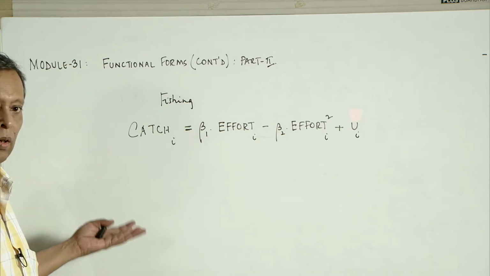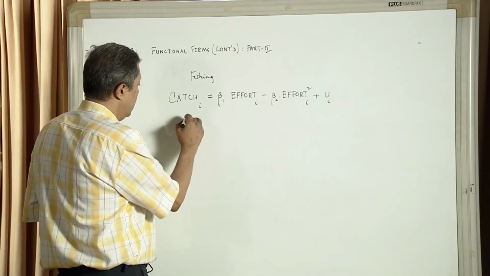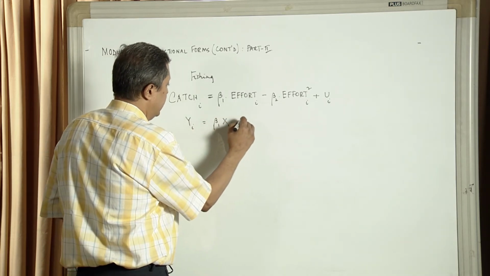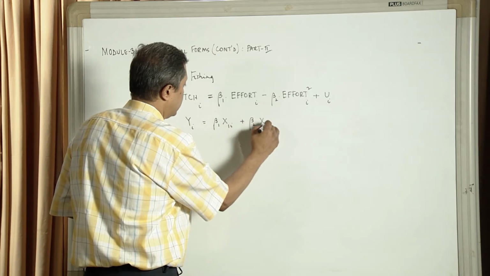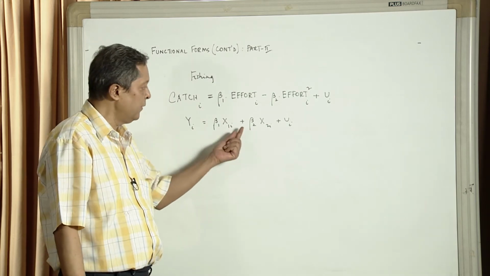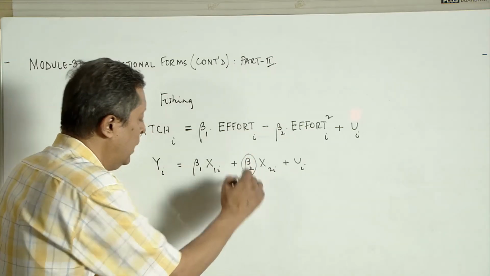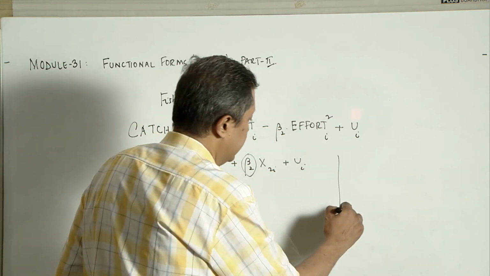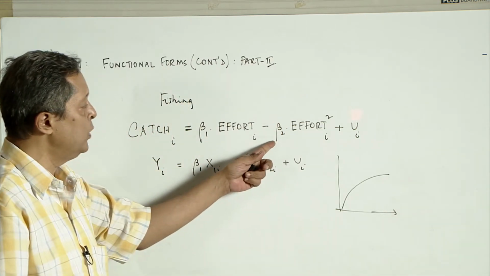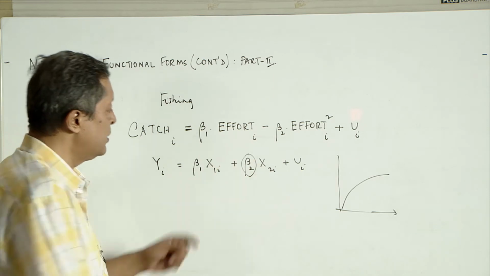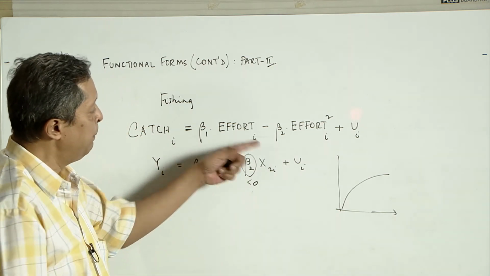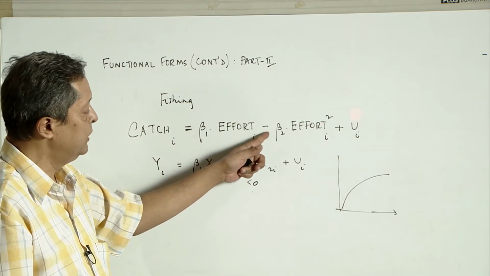Needless to say, by now all students will have understood that this is like saying yi is equal to beta 1 x1i plus beta 2 x2i plus ui. The only difference is that here we are writing in a general form plus beta 2, which means this beta 2 has to be negative in order to get the diminishing productivity picture. So, that is why here beta 2 is positive with a minus sign in front, while in the general form this beta 2 is negative.